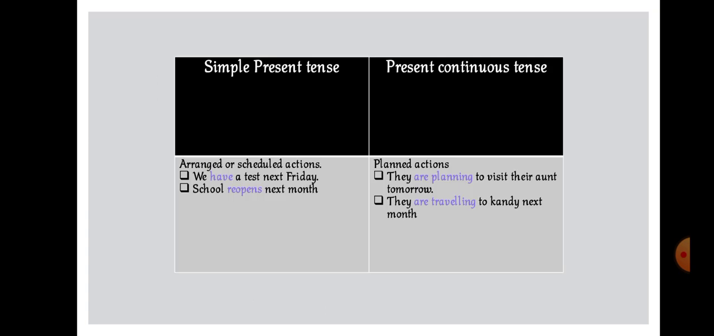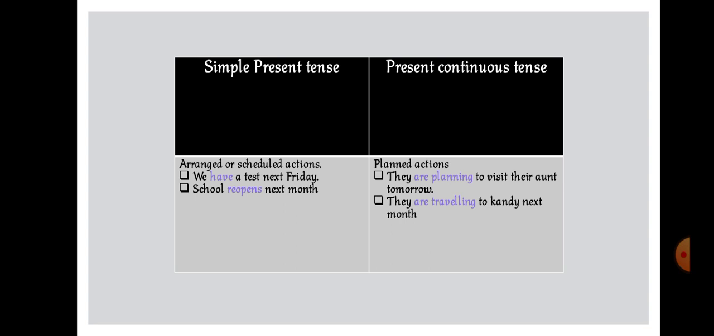Now, to talk about the future time we also use four tenses. Two tenses you have already learned this year and last year, that is simple present tense and present continuous tense. The other two tenses, which are new to you and being introduced only this year, are future continuous and future perfect. After we see simple present and present continuous tense, we'll move on to learn the new tenses.